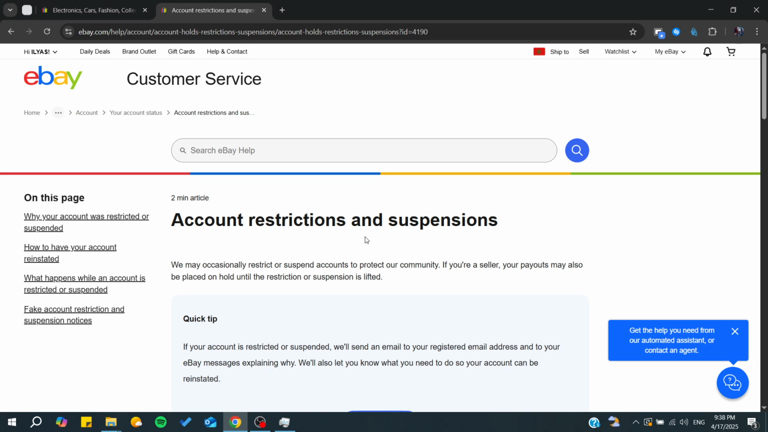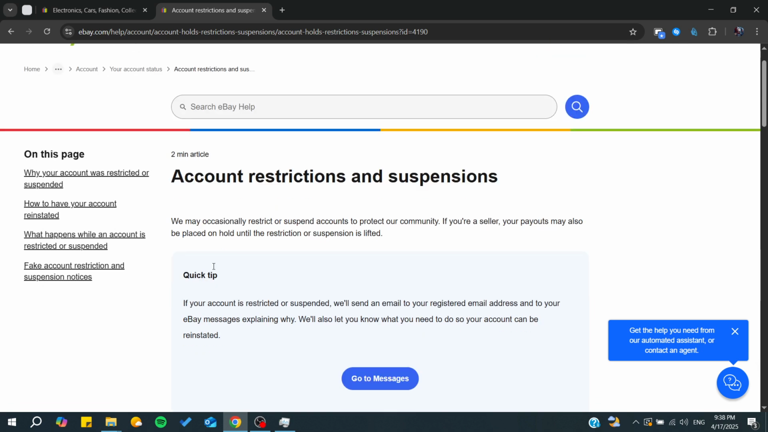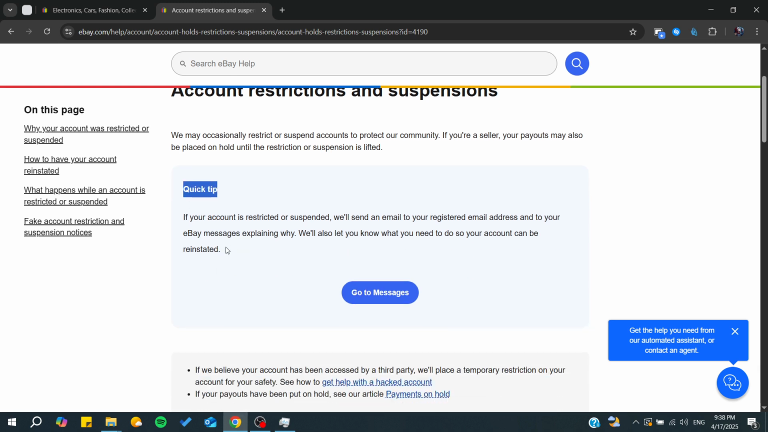All you will need to do is start contacting support, and you can go to a common ground, or you can find a middle ground so you can reinstate your account. So as you can see, this is the easiest thing.